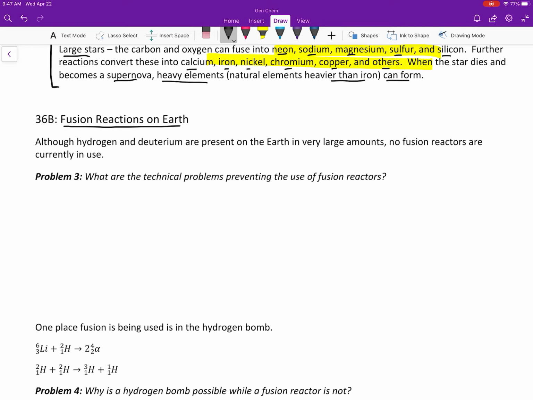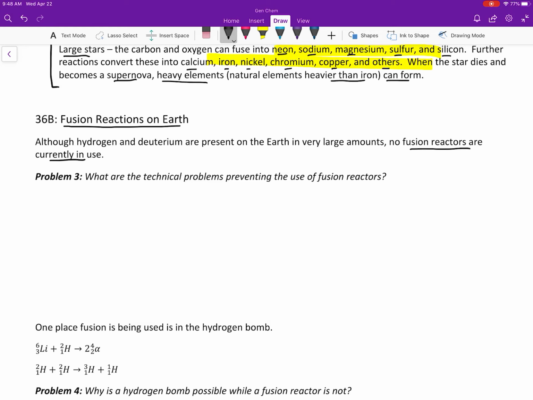Although hydrogen and deuterium are present on Earth in very large amounts, meaning there's not a supply issue, there are no fusion reactors currently in use. And I will say that this was true whenever the text was printed. So I don't believe that is 100% true.